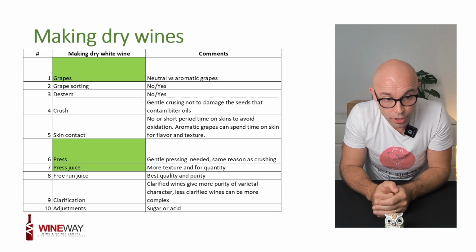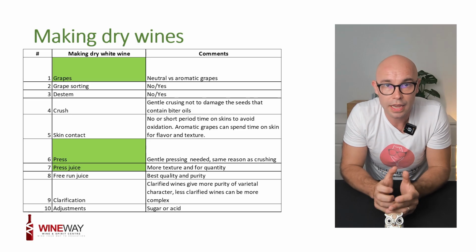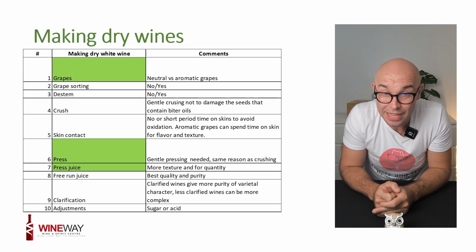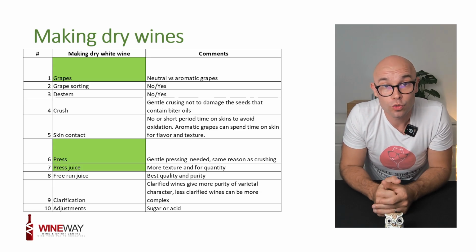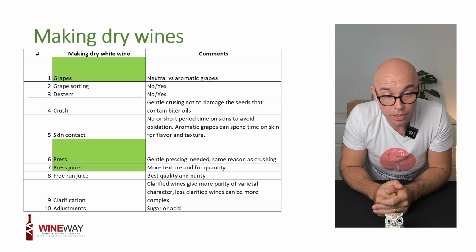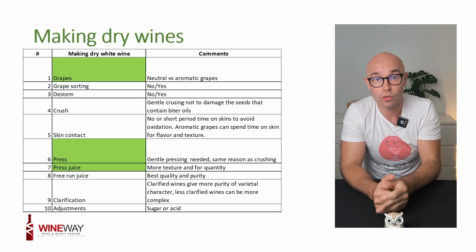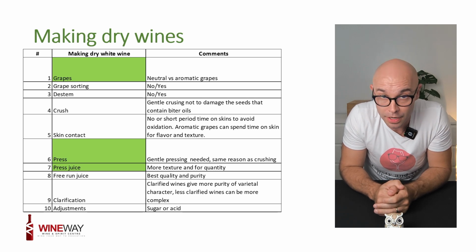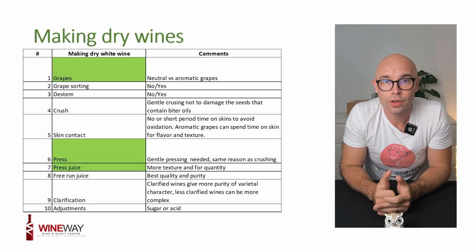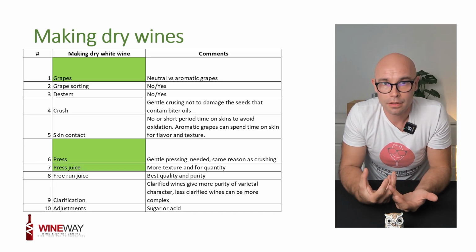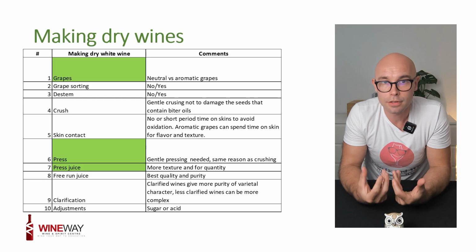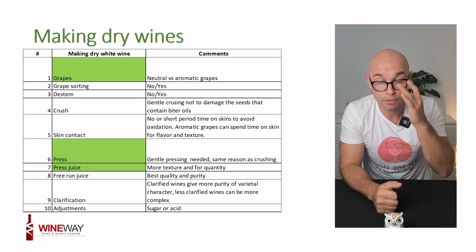The destemming and crushing do not really have a big impact on the style of the wine. For crushing, it is important for the grapes to be crushed gently, in order not to crush the seeds, because they contain bitter oils. So crushing is done for grape varieties that you want to have short skin contact before the fermentation. Skin contact is not really something that neutral grape varieties benefit from, because anyway there are no specific aromas coming from the grape itself.